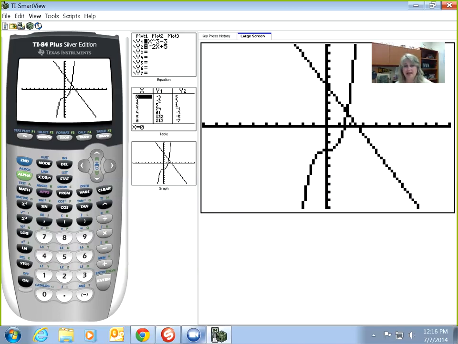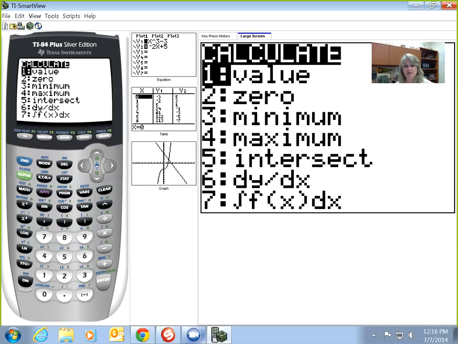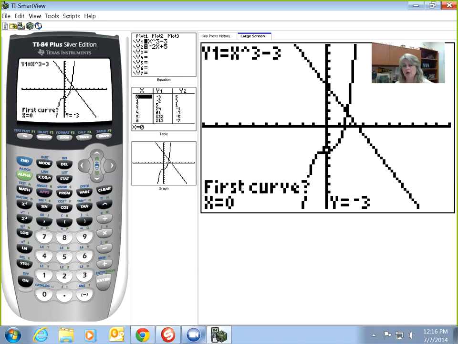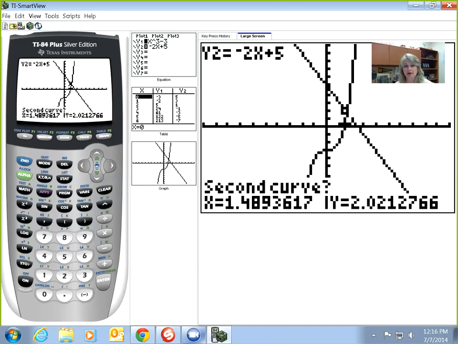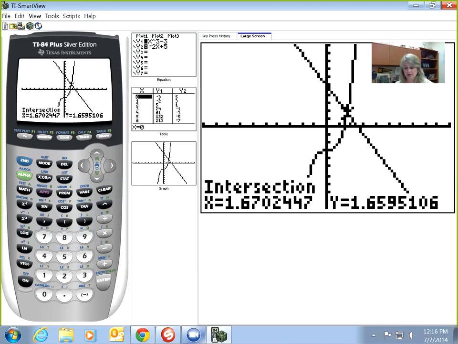So again, I'm going to press second, calculate, which is where the trace button is, number 5. Again, I want my cursor close to the point where they intersect, so I'm going to move a little bit closer. Press enter, enter, enter. So they intersect at a point approximately 1.670. The y value is 1.6, oh, look at this one, 595. That 5 that comes after the 9 is going to round this one up if I keep 3 decimal places. So it'll be 1.660.